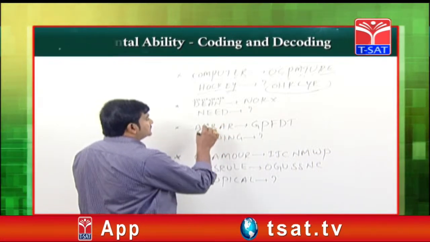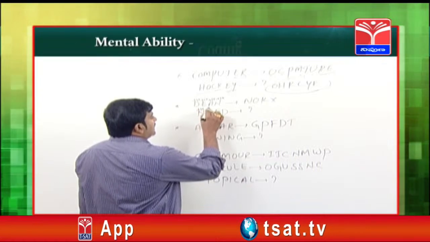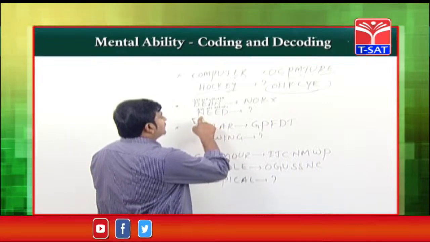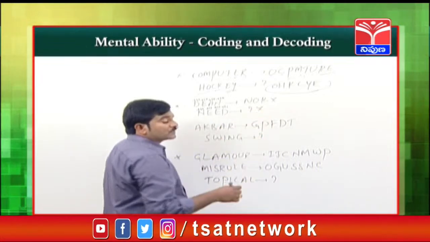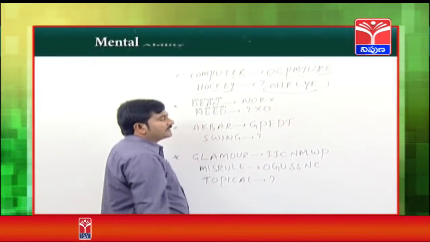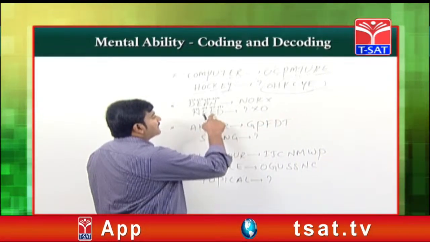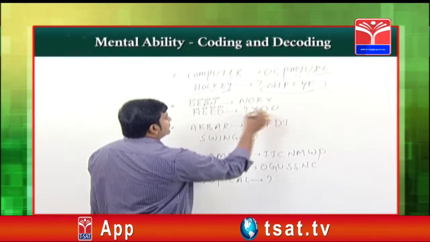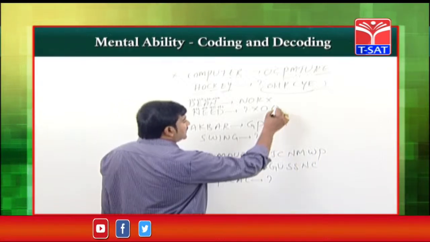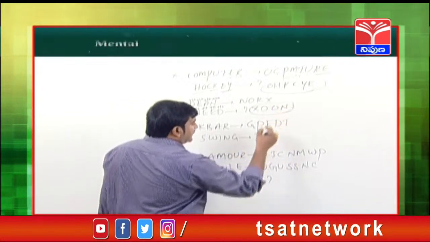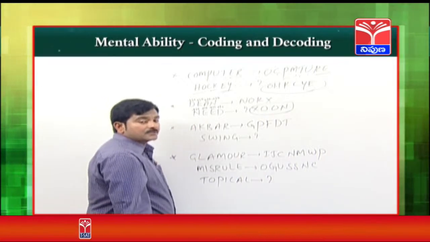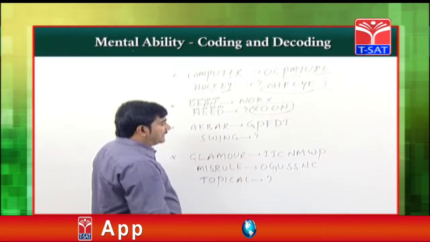Now to get the answer for this question, what do you have to do? We have to add plus 10 for each letter. N is 14, plus 10 is 24, the 24th one is X. E means 5, 5 plus 10 is 15, the 15th one is O. Similarly E again gives O, because E is repeated. D means 4, 4 plus 10 is 14, the 14th one is N. Hence XOON is the answer for the given word need.